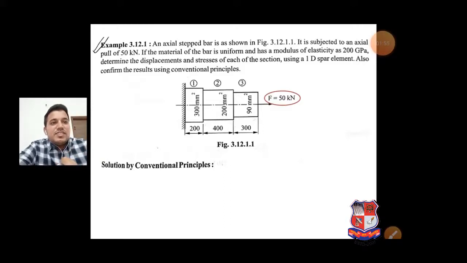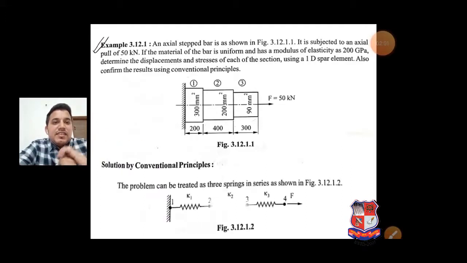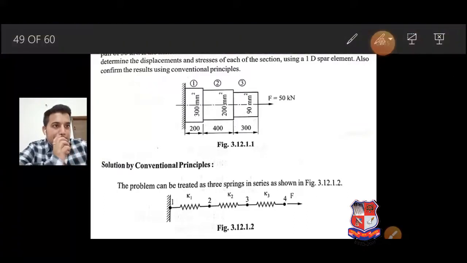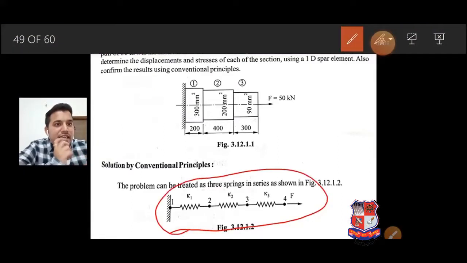As we observed yesterday, the same formulation is there. Here one side is fixed, and this is the 1D bar element in the form of the conventional principle. So here in the conventional principle, have a look here. This is the diagram. This is the form of the spring formula. So this spring formula will be utilized, and we can utilize it for various purposes.